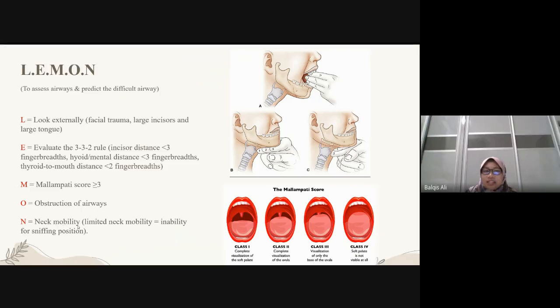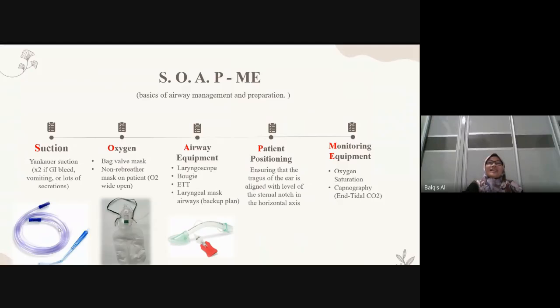So N is neck mobility. We have to assess it while the patient is awake and alert. So when the patient is awake and alert, we ask them to place their chin to the chest, or tilt their head, to identify any neck stiffness, because we want to do a sniffing position. This sniffing position is the perfect position for us to visualize the vocal cord. Okay. Then this is the preparation of us and the patient.